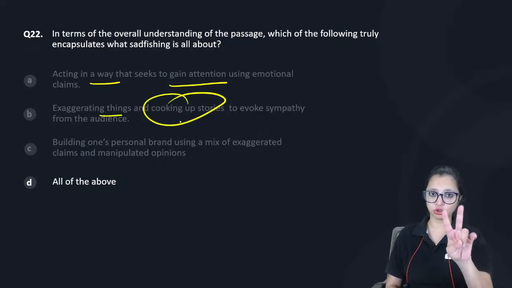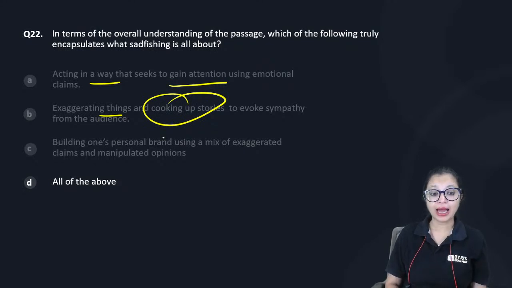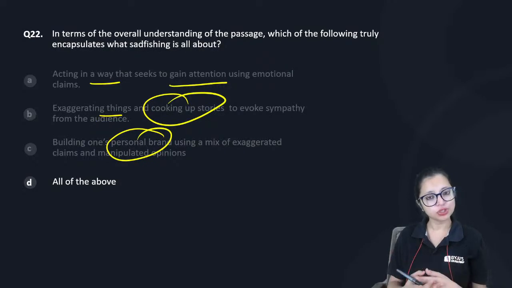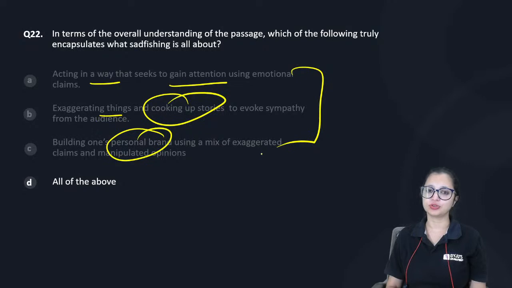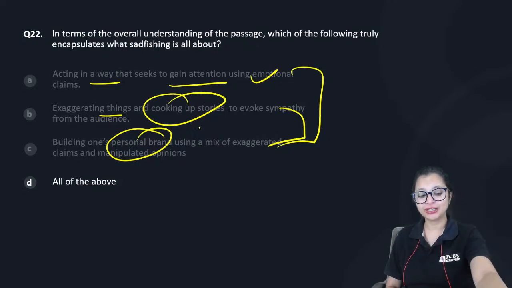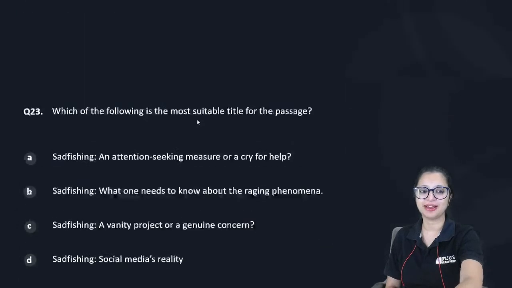Cooked up stories. The passage described two types of sad fishing. And it could also be for building your personal brand. It can be PR promotion too. The first paragraph had an example of that. All three types of sad fishing are possible. These two are made up, this one is genuine. If you understood the main theme, you would get this answer correct. Exactly. Yes, that was an extreme line.